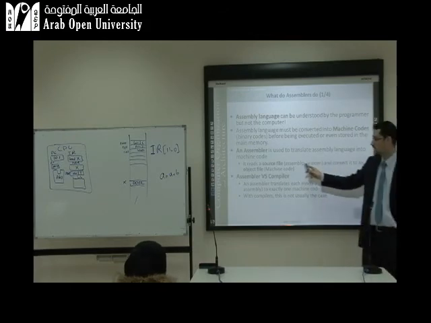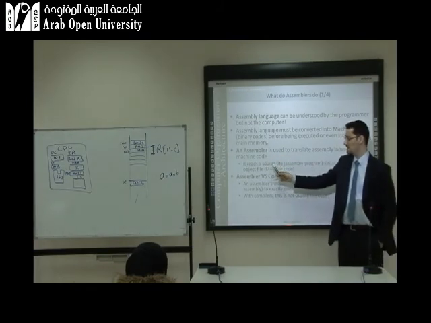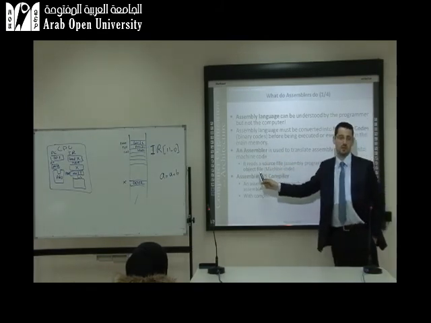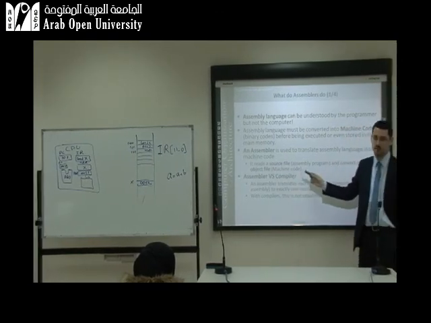We say that the assembly program is called the source file, and the assembler converts a source file to an object file, which contains only bits, binary numbers.